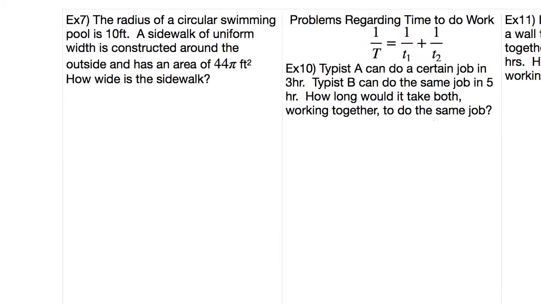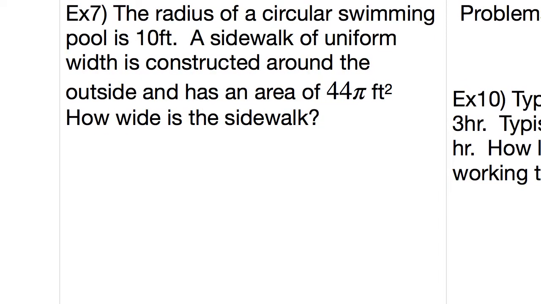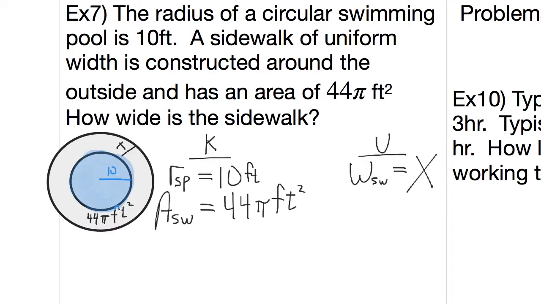Next, the radius of a circular swimming pool is 10 feet. A sidewalk of uniform width is constructed around the outside and has an area of 44 pi feet squared. How wide is the sidewalk? So I'm going to draw a little picture here. It's going to be kind of like a donut with a pool on the inside, and the actual donut, a ring around the outside, is going to be the sidewalk.